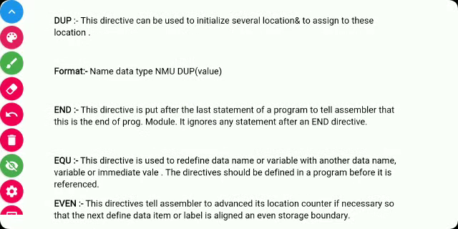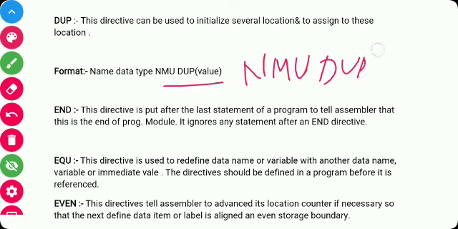Next is DUP. This directive can be used to initialize several locations and assign a value to them. For example, NUM DUP with a count and a value. If the variable is NUM 10 DUP 0, the DUP directive will allocate 10 memory locations for NUM and put the value 0 in each of those memory locations.